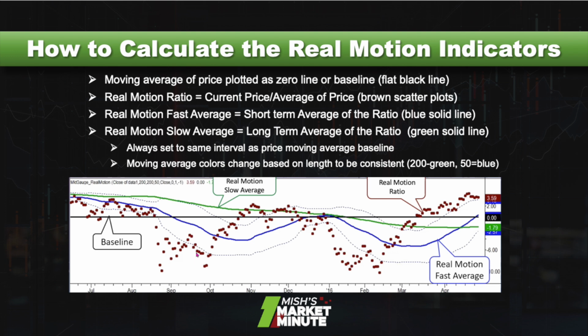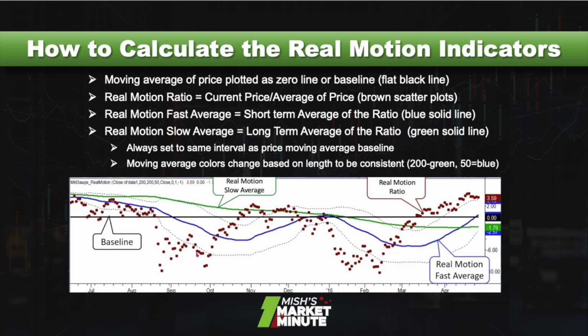So this is going to be your 50-day moving average and your 200-day moving average. The real motion slow average, which is the green line, is the long-term average of the ratio, always set to the same interval as the price moving average baseline. So in other words, the moving average colors change based on length to be consistent. So 200 is green, 50 is blue, and 10 is magenta, but you're not going to hear me talk about that when it comes to the real motion. So once again, just to review, the brown scatter dots are the ratio of the price divided by the average of price. The blue solid line here is the fast moving average, so it's the short-term average of the ratio of the current price, and the green line is the slow average ratio or the long-term average ratio.